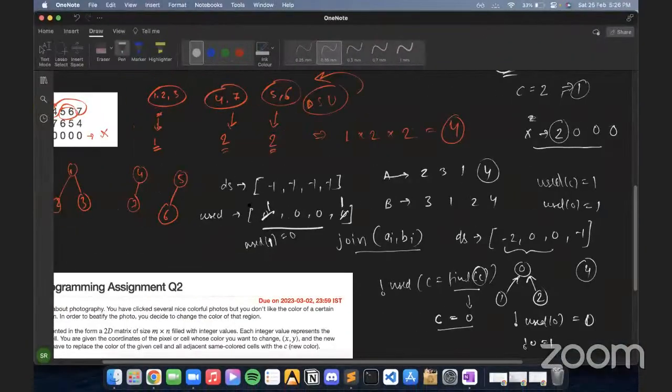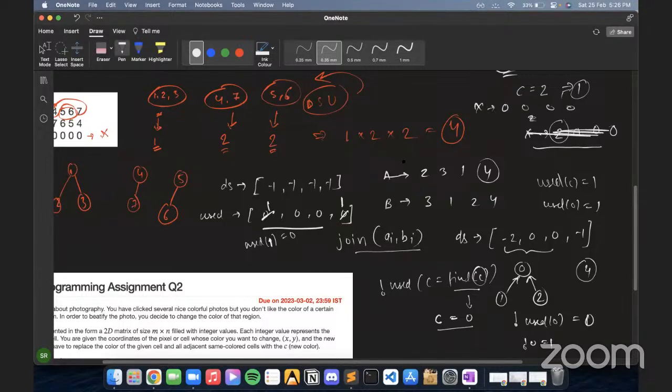But for the earlier permutation, if we remove this, if it was given 0 0 0, then this used array would look something like this, and DS would still look something like this.